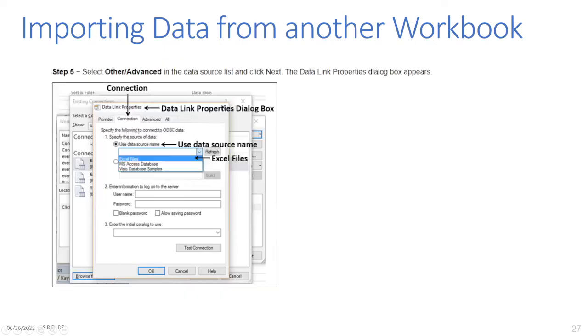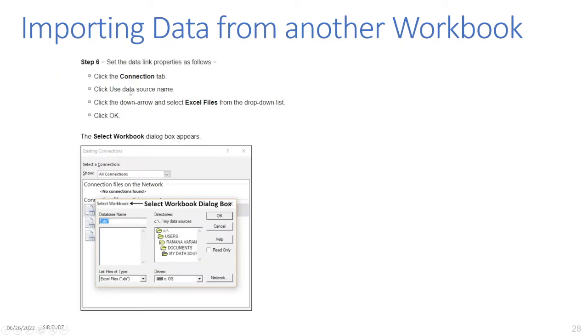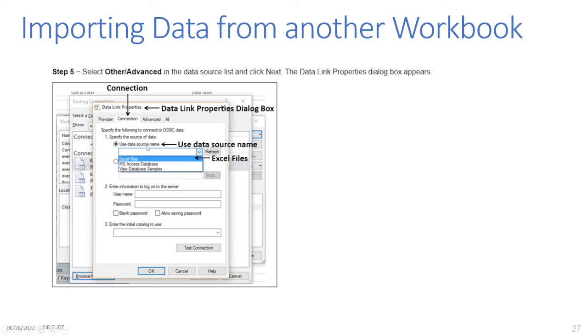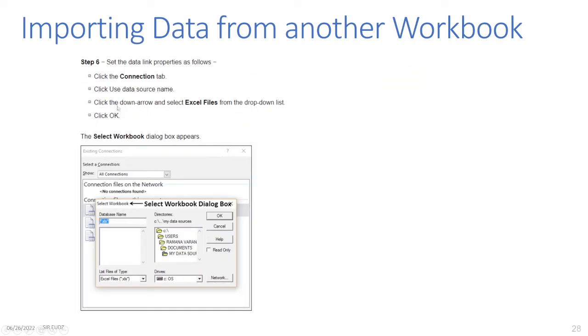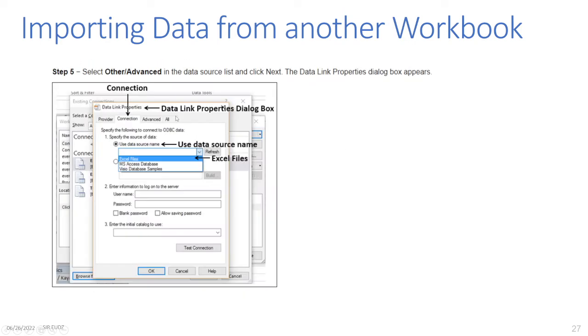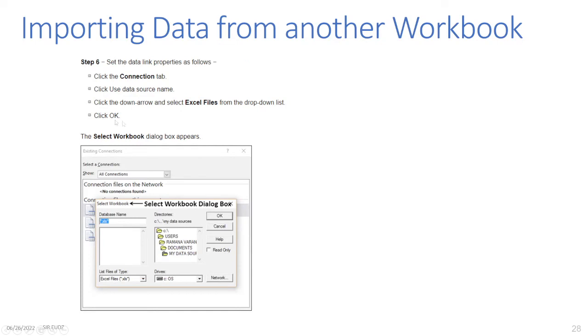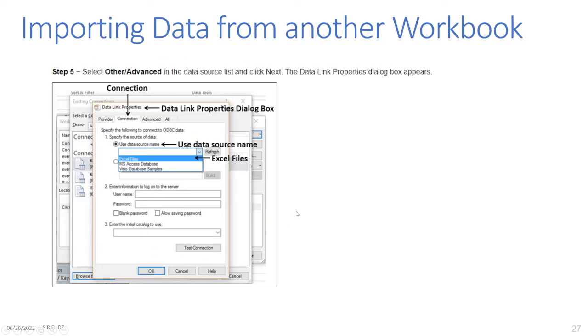Click the Connection tab. So this is the Connection tab. Use the data source name. Select this one. Click the down arrow and select Excel Files. So click on the down arrow and select Excel Files. Then click OK.